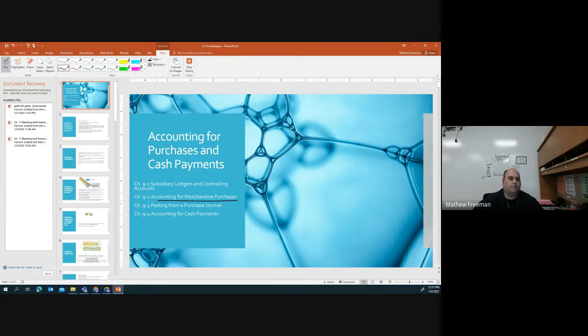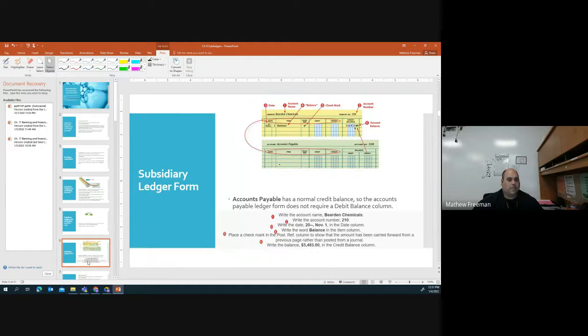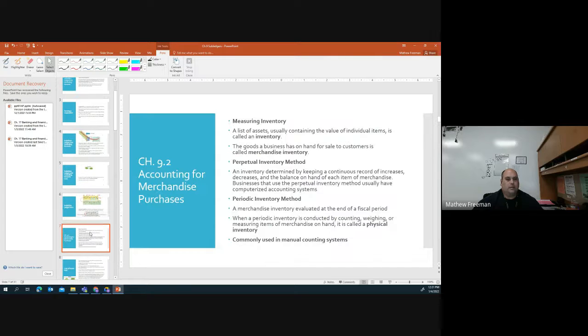Okay. And so we're going to skip down a couple of slides because we already discussed these. So here we're on slide 7 and 9.2, accounting for merchandise purchasing. So that's where we're at. And so what is merchandise purchasing?